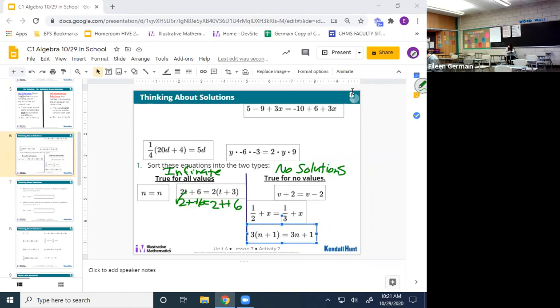Very good. Because if you were to distribute this, 3 times n, 3 times 1, you would get 3n plus 3 is equal to 3n plus 1, right? And we have the same variables, but different constants. Nice job, Kyle. Who in here can tell me another one that they thought was correct, or true for all solutions?